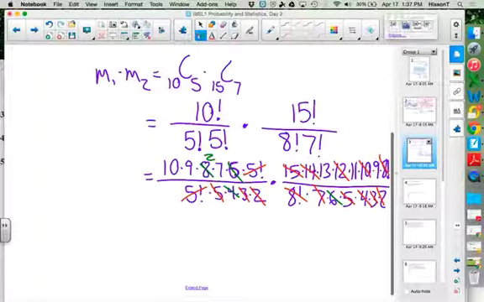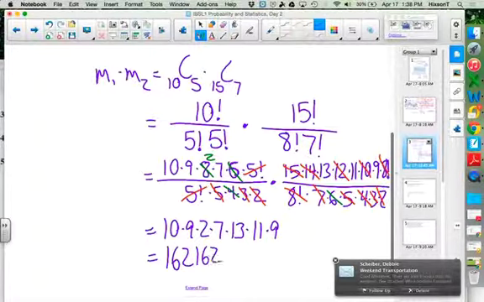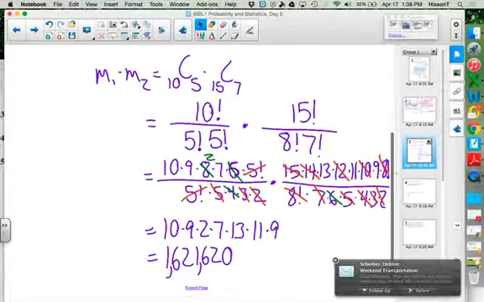So you'll notice this reduces quite a bit. We just have 10 times 9 times 2 times 7 times 13 times 11 times 9. And that should come out to that, right? There we go. I knew that number stuck out in my head for some reason.